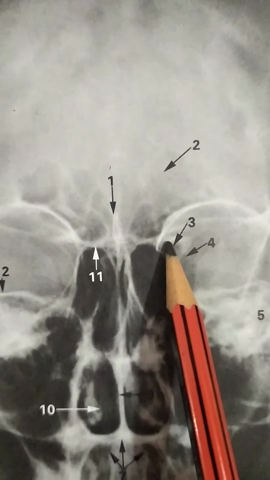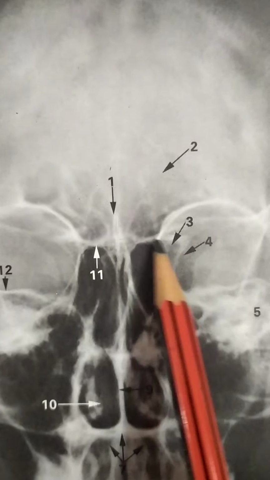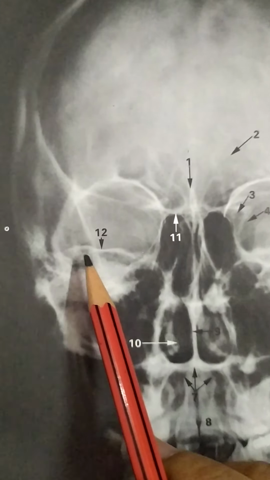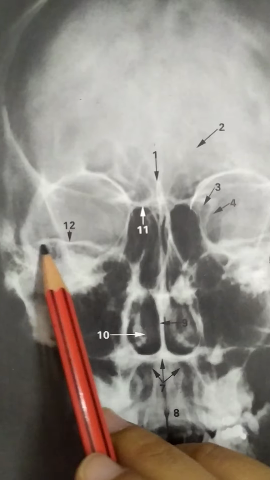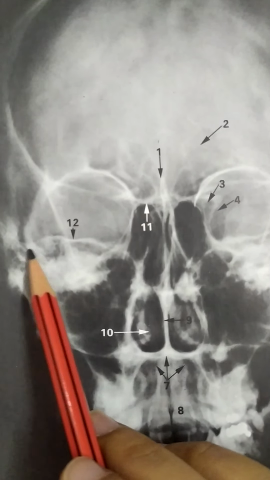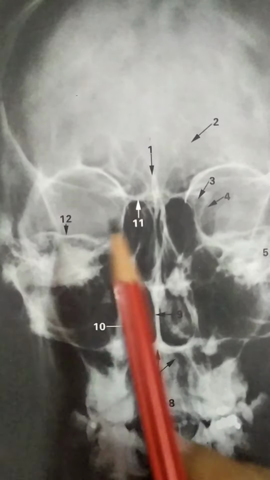Point number 11 corresponds to the cribriform plate, which is again part of the ethmoid bone, while the point number 12 corresponds to the superior border of the petrous part of the temporal bone.